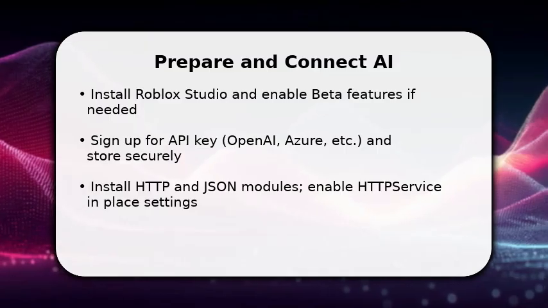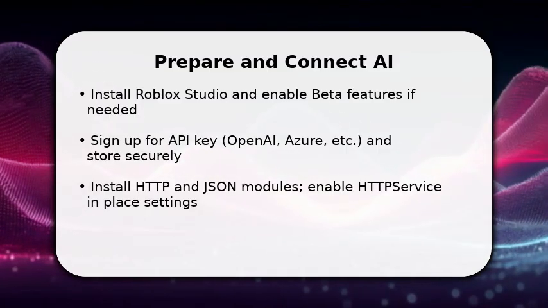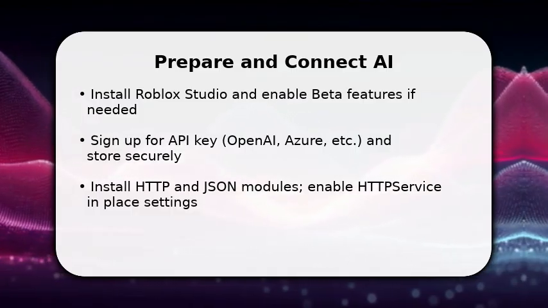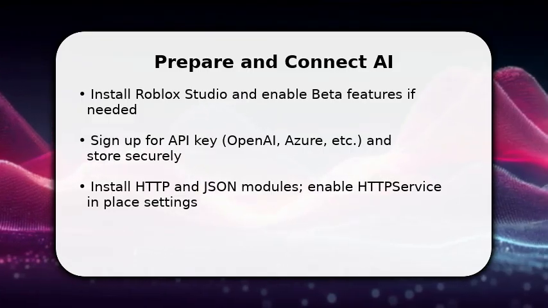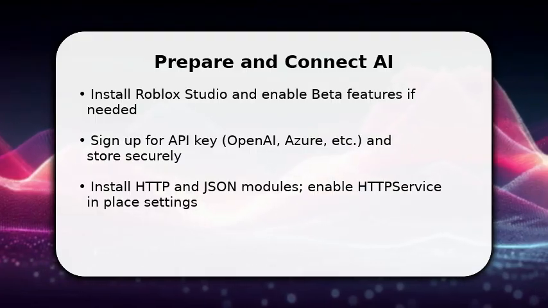You start by preparing your tools. Open Roblox Studio, enable HTTP service, and confirm beta features are on if required. Next, obtain an AI API key from your provider and store it in a secure module script. Do this now so you can call endpoints without interruption.